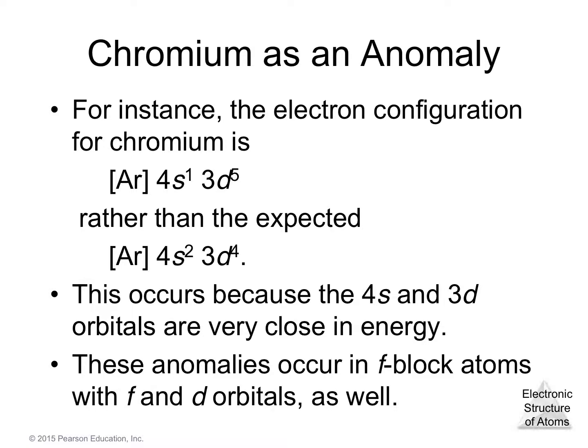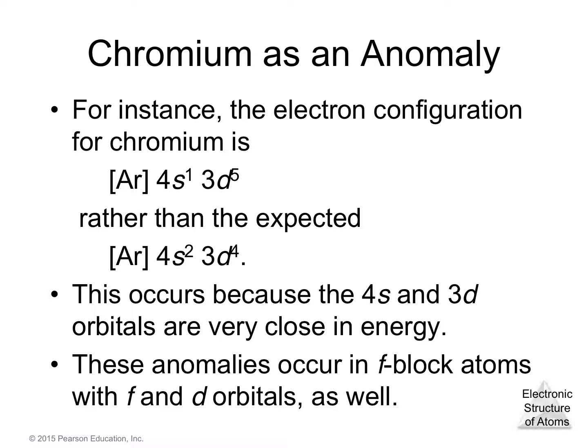Let's look at the electron configuration for chromium. You would expect chromium to have argon in brackets, followed by 4s2, 3d4. But what actually happens is 4s1, 3d5. The electron that we would expect to end up in this S sublevel has shifted over to the D sublevel. The reason this happens is that these 2 sublevels are very close in energy, and so this atom is more stable with a half full D sublevel rather than with a full S sublevel.